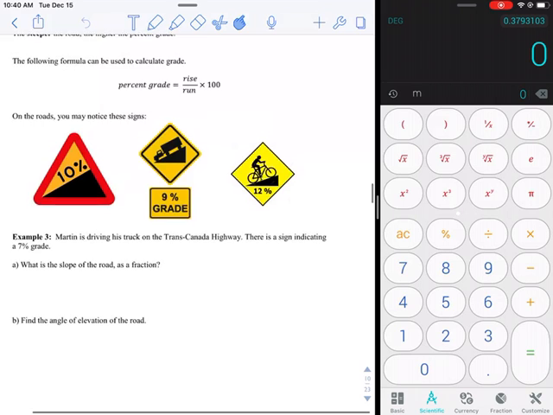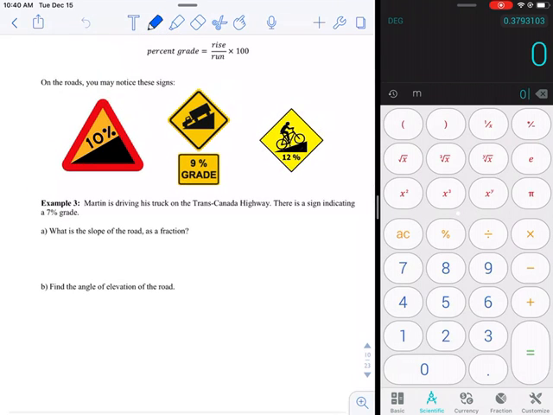Now, percent actually means out of 100. Per means out of, and cent means 100. So if it's 7%, that means it's 7 out of 100. All right, so find the angle of elevation of the road. Well, 7 over 100 means that it has a 7 unit rise over 100 units of run.